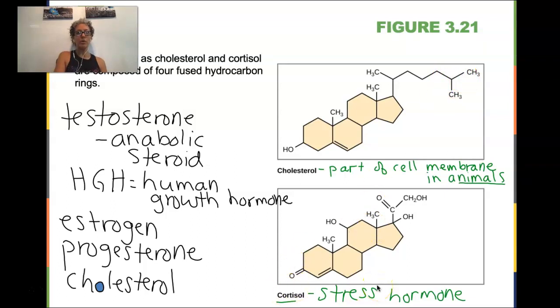Cortisol is our stress hormone. You're probably all experiencing that. Try to do things to relax yourself and feel better.